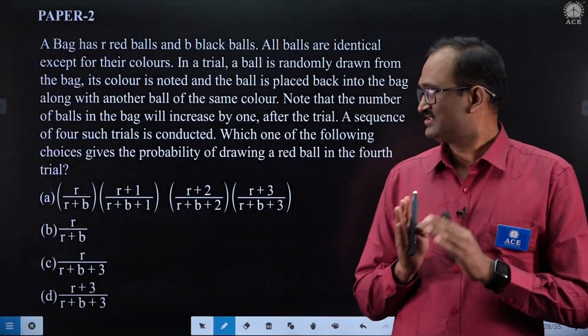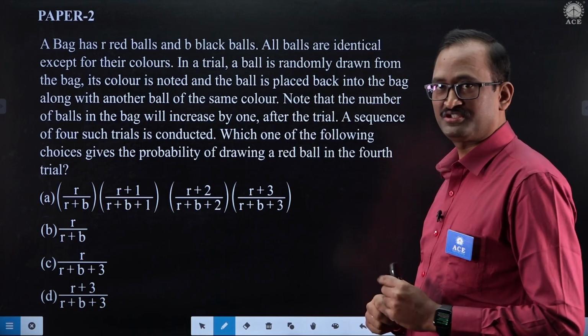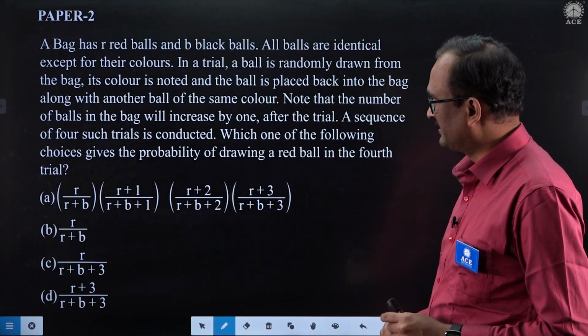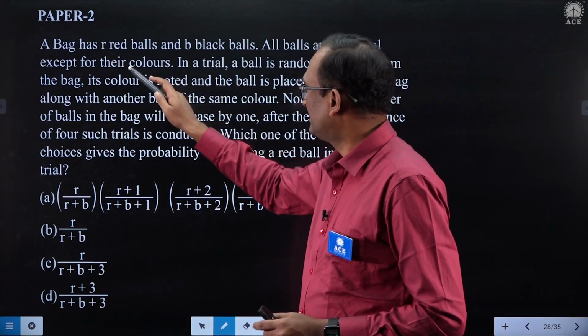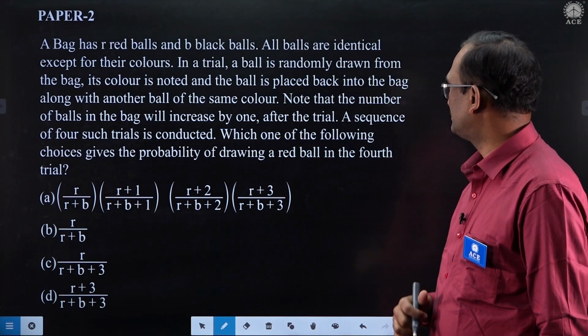Now let us discuss paper 2, the second afternoon session, GATE solutions. Problem number 1. A bag has R red balls and B black balls.